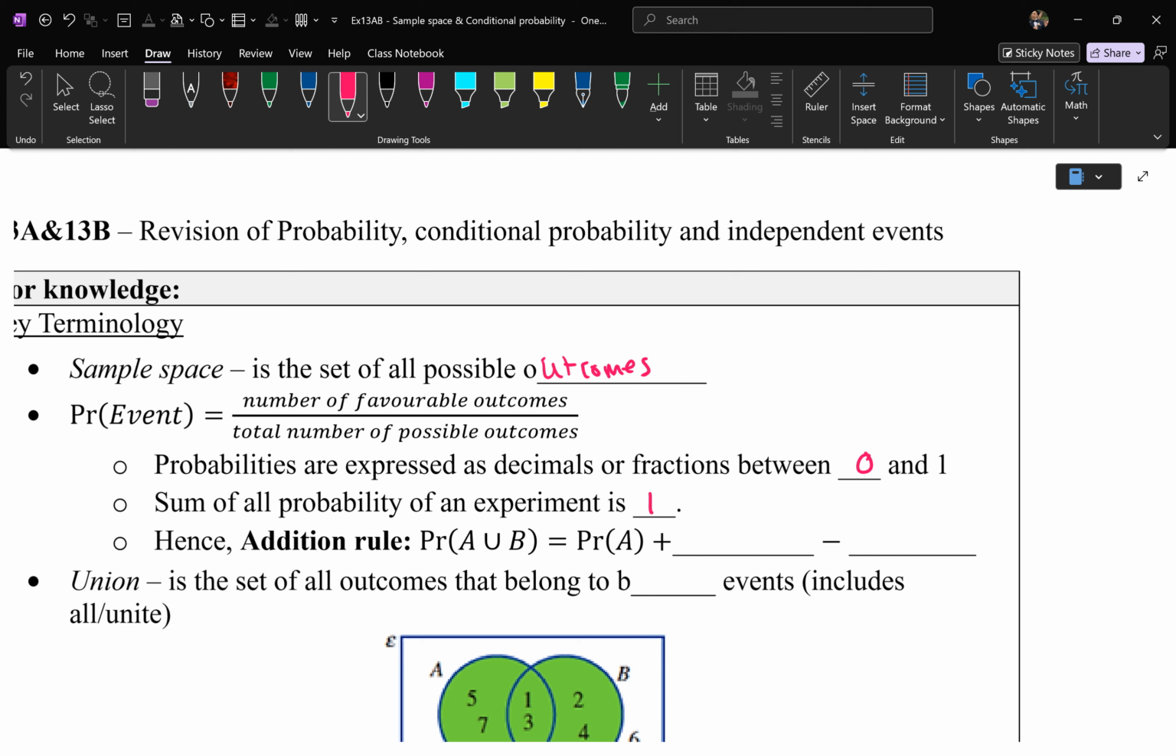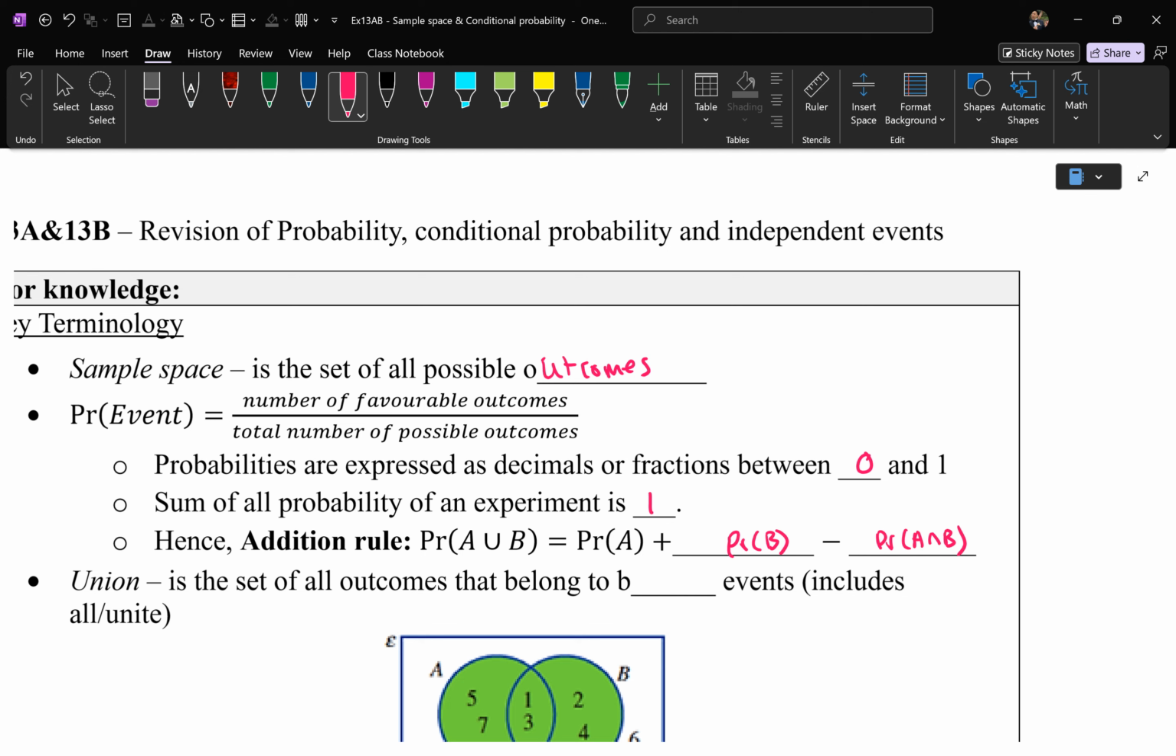Hence the addition rule. Let's see how many people remember this one. What's the addition rule? Which is PR of A union B is equal to PRA plus PRB minus what, Neil? Intersection. Very good.